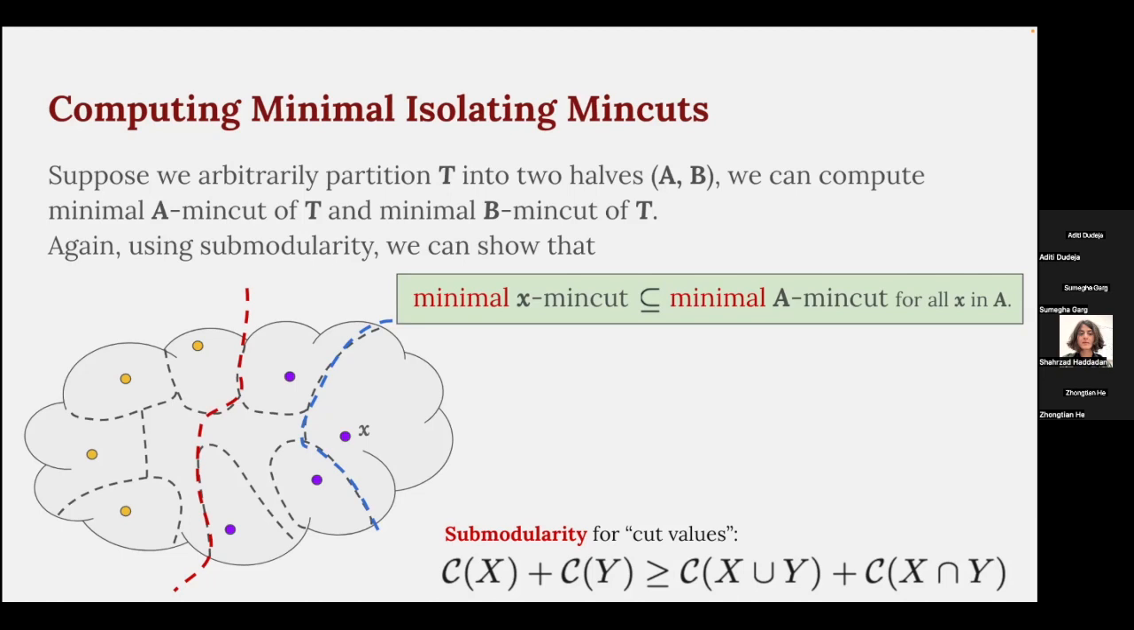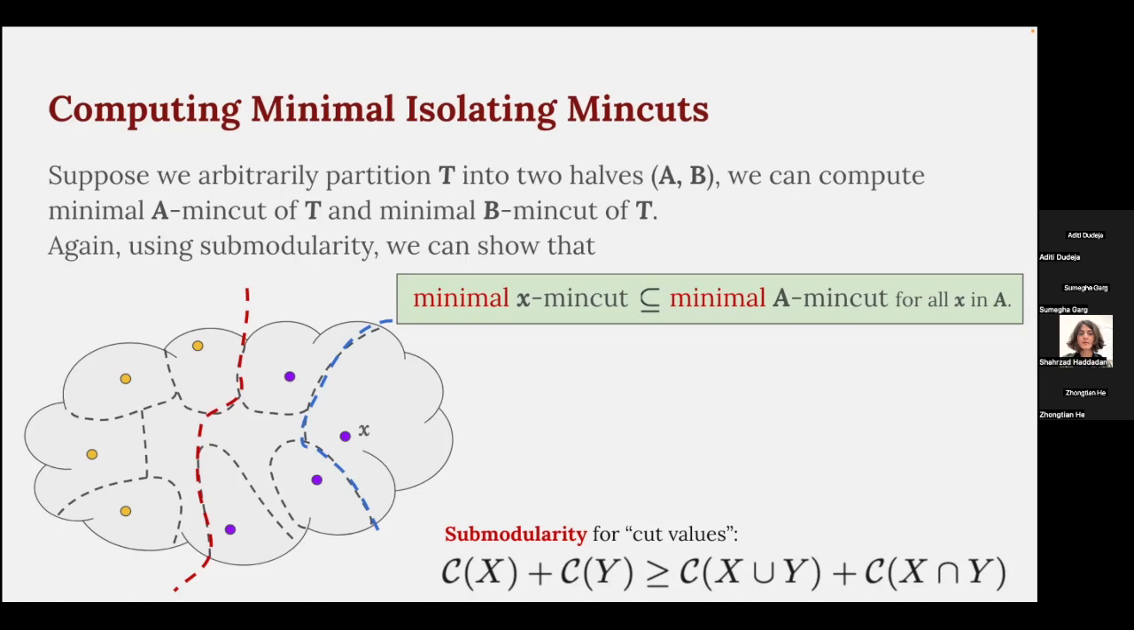Just to clarify, the two lines can intersect, right? Yes, they can intersect. By intersect, I mean the subsets of vertices. If the subset of vertices containing X is not contained in the subset of vertices containing A, then you can take the intersection, because the union is an A min cut and the intersection is an X min cut. By this you can prove it.